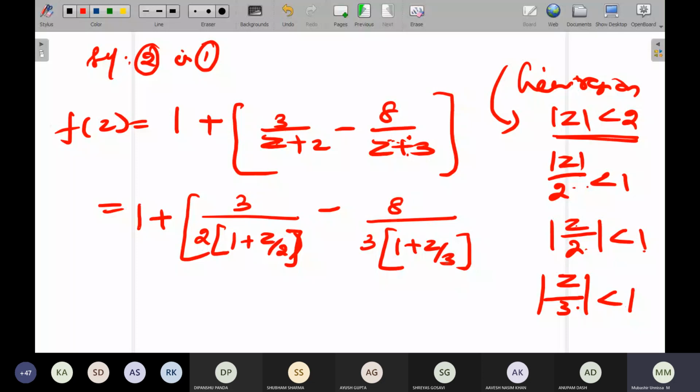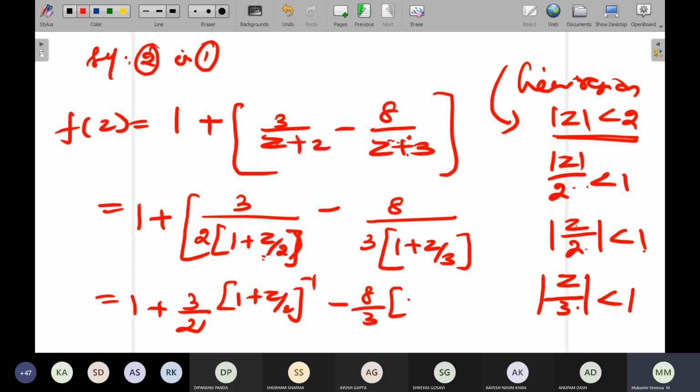Now you can write this as 1 plus 3 by 2 into, take this to the numerator, it is 1 plus z by 2 whole power minus 1, minus 8 by 3 into 1 plus z by 3 whole power minus 1. Now expand this. You know the expansion for 1 plus x whole power minus 1 when the series is mod z less than 1.